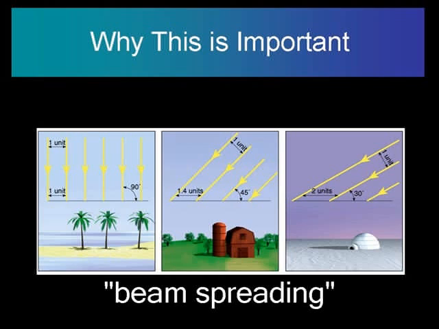On the other hand, in the picture all the way to the right with the igloo, a beam of sunlight of the same width as in the first picture, because it's now coming in at a very low sun angle, spreads out over a large region, 2 units wide. The same amount of heat from the sun has to heat up a larger area, and so the amount of heating is less.